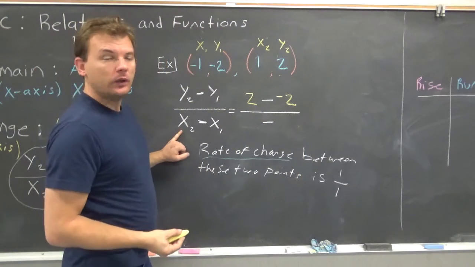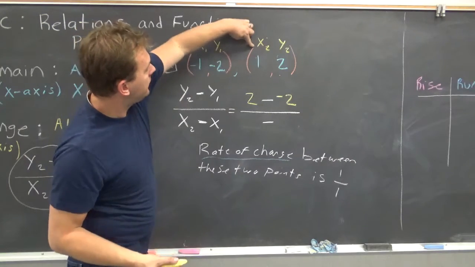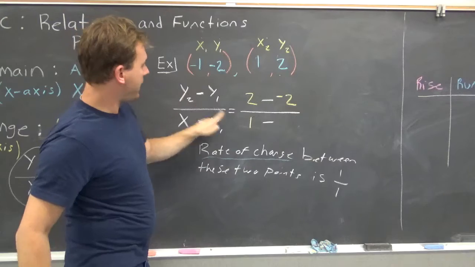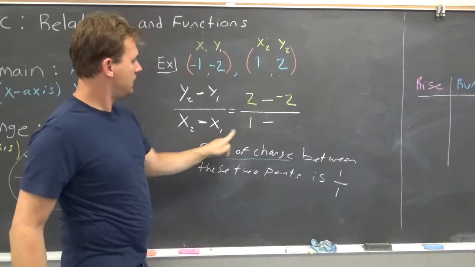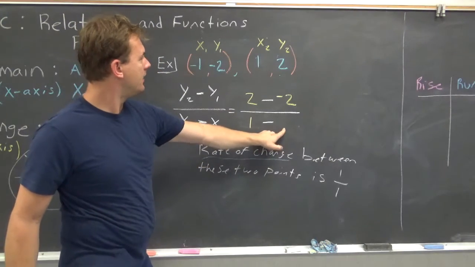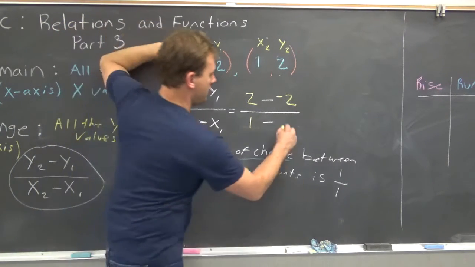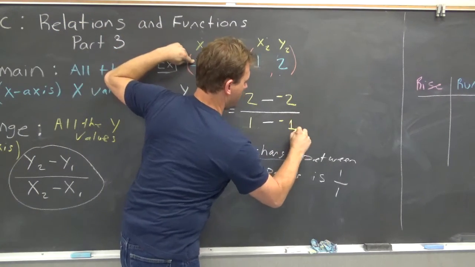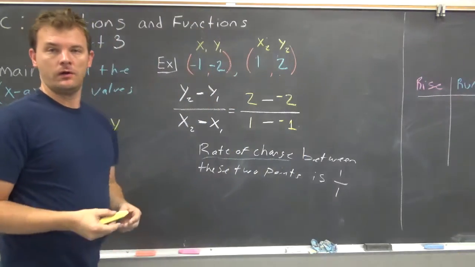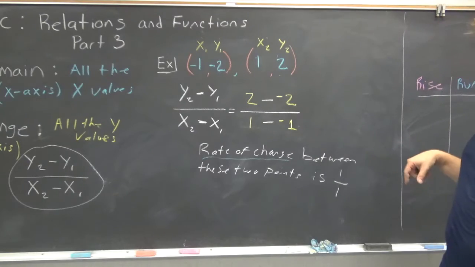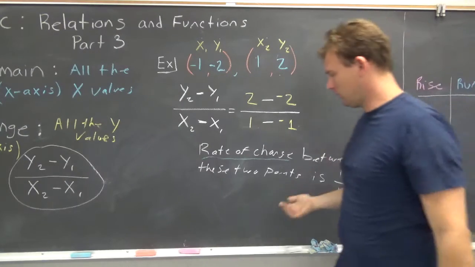What's x2? x2 is here. It's 1. Minus, what's x1? x1, -1. There you go. Now, just go ahead and simplify or do your numbers.